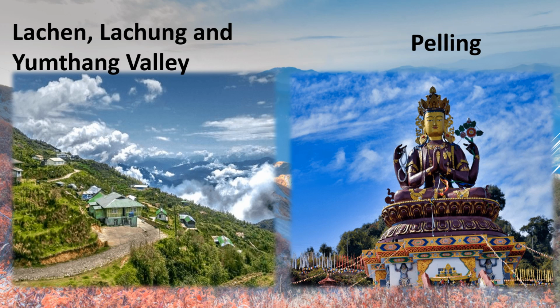Lachen, Lachung, and Yumthang Valley are beautiful small towns surrounded by apple orchards, pine forests, and waterfalls. And Pelling is a small town which has the late 17th century Buddhist Sangha Choling Monastery, which features wall paintings, sculptures, and a gold-plated statue of Guru Padmasambhava.